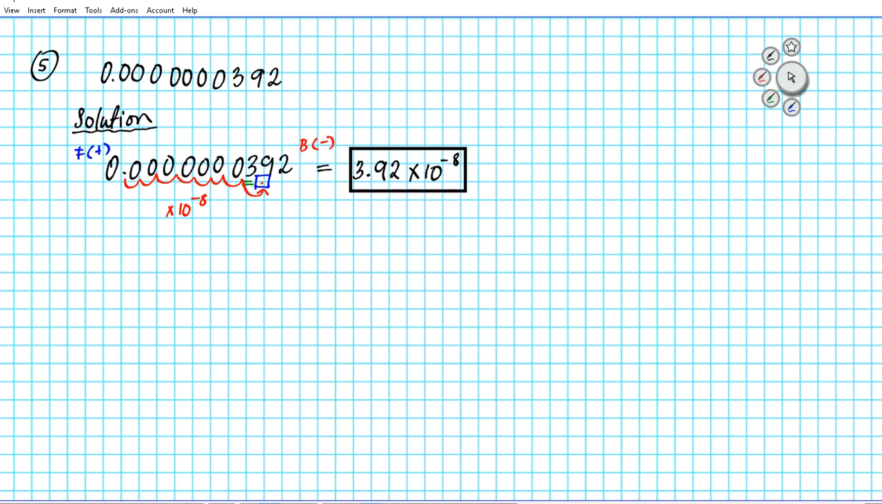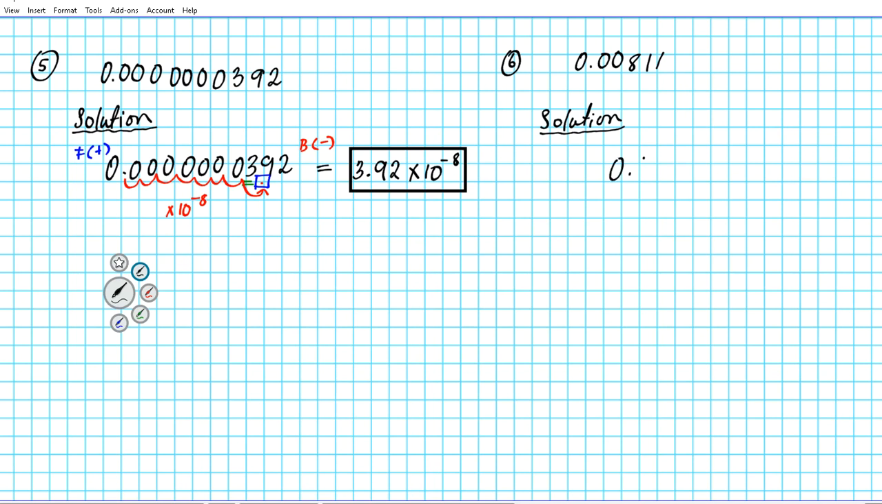Okay, let's take a look at the next one, number 6. We're going to do another fractional number. So for number 6, what if we have the number 0.00811? Now, how do we write this in scientific notation? Alright, so we have 0.00811. We know where the front is and the back. So this is the front, which indicates a positive move. And this is the back side, which indicates a negative move.